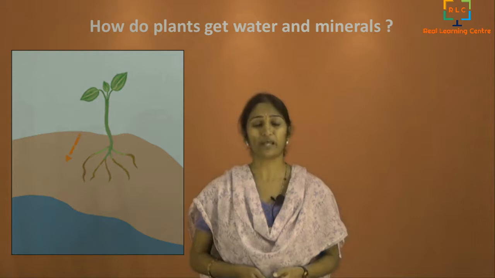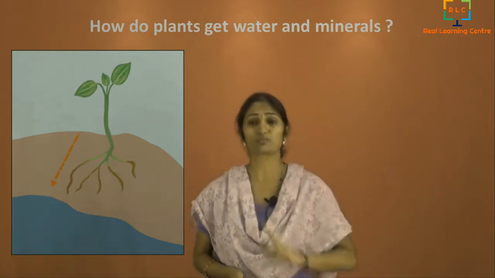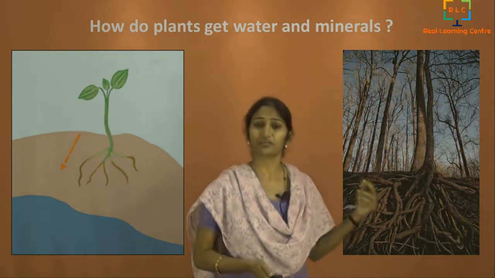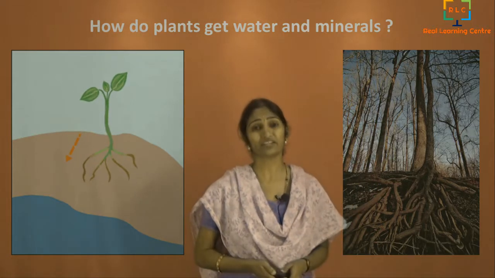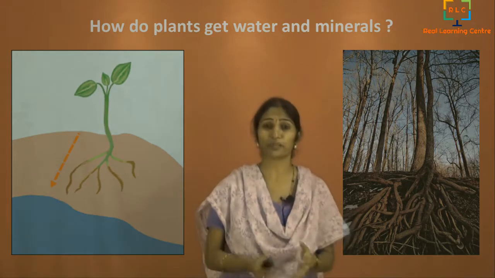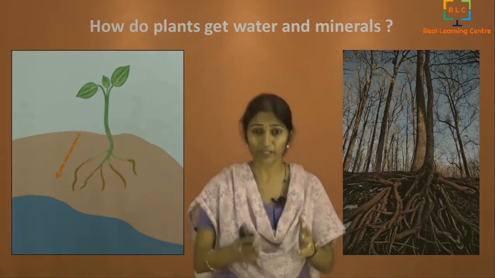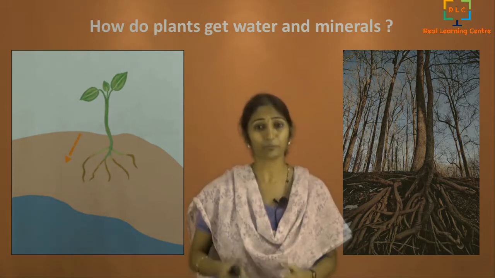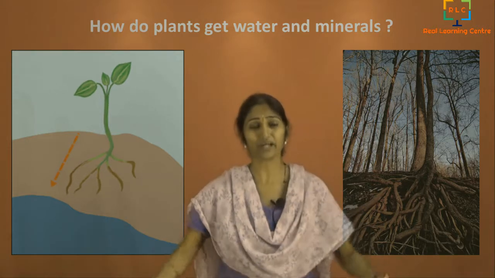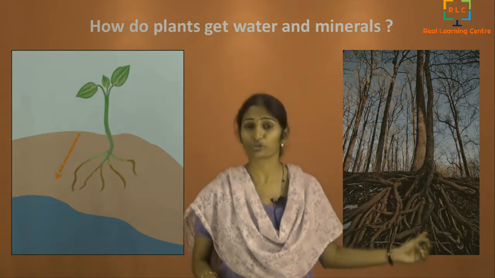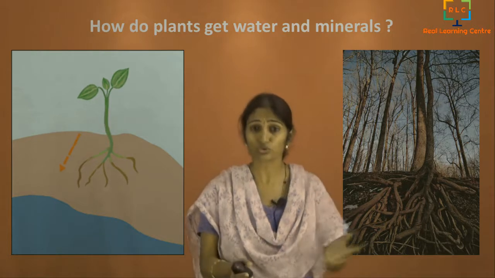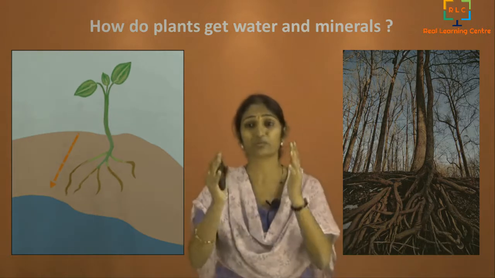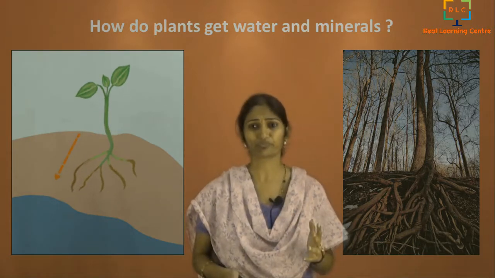But you should not be surprised to know that it not only absorbs water and minerals, it also gives the support that the plant needs. It anchors the plant. That's the reason why a plant can stand steady even in heavy rain or heavy wind, because the plant is firmly attached to the soil through its roots. You might not see the roots, but you can see how beautifully they go deep inside the soil and support the plant system.